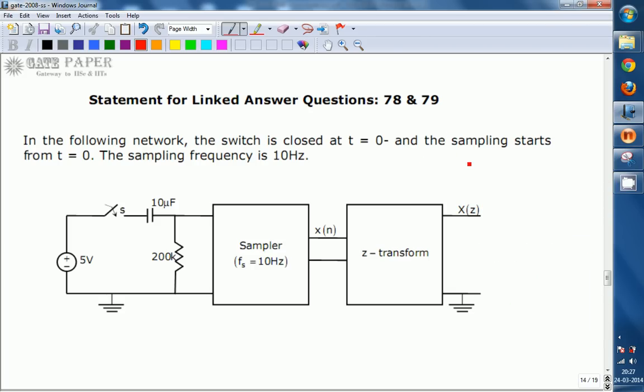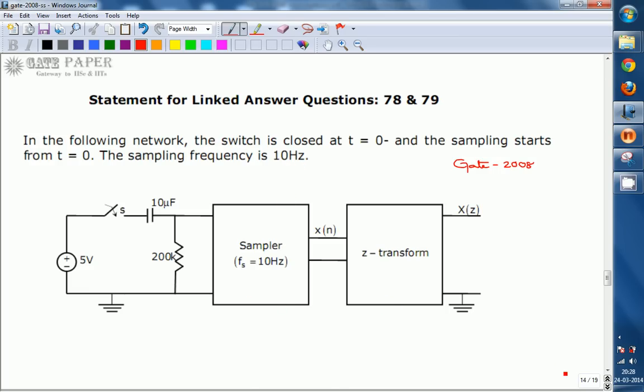We are going to see the problems from signals and systems given in GATE 2008. So here it is, the linked answer question. The statement for the linked answer question is: in the following network the switch is closed at t equals 0 minus and the sampling starts at t equals 0. Then the sampling frequency is given as 10 Hz. Then we have the questions.